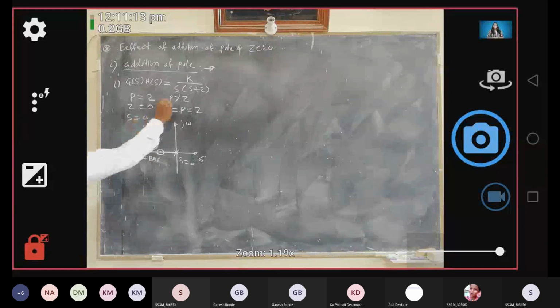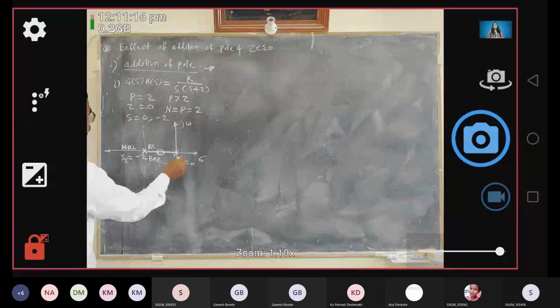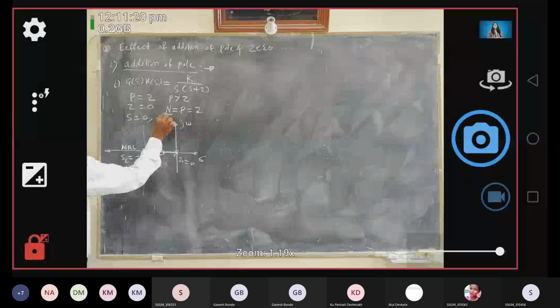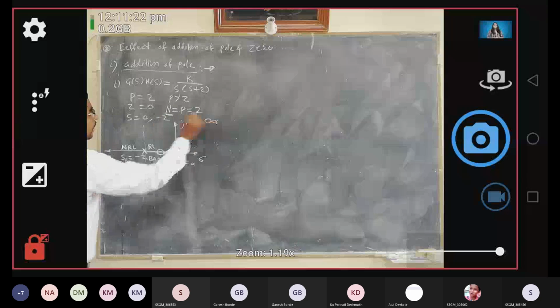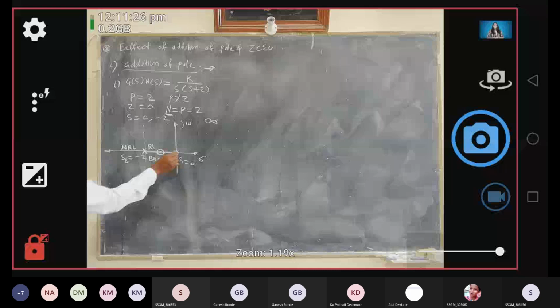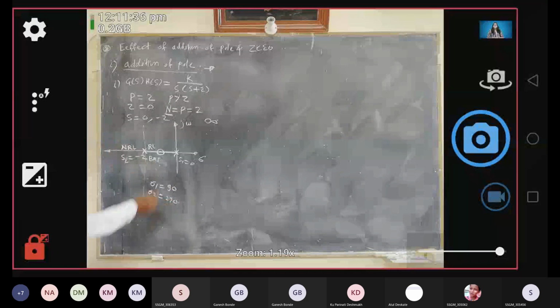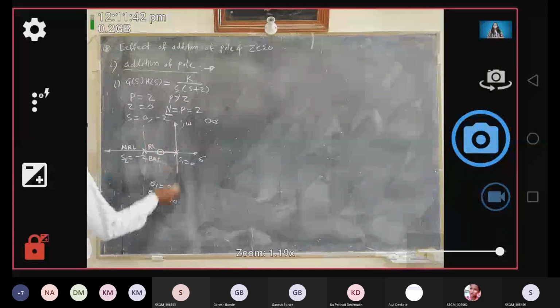Then, as P is greater than Z and there is no zero, all the root locus branches, that is N, will be terminating at infinity. Therefore we require two angles of asymptotes, and for this system, if you determine the angle of asymptote, you will get theta 1 equal to 90 and theta 2 equal to 270, and the centroid is located somewhere here. So let's draw the angle of asymptote.